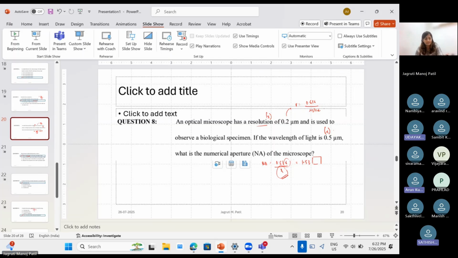Can you repeat the weekly assignment also? Yeah, there are 2 calculation questions. So we have to write value and unit, if there is a unit. Yes, that's it.